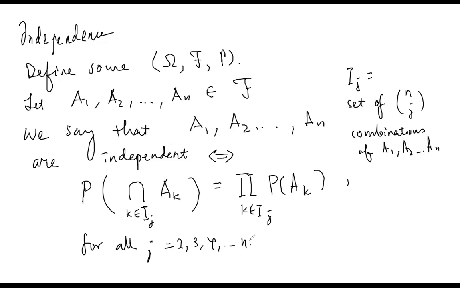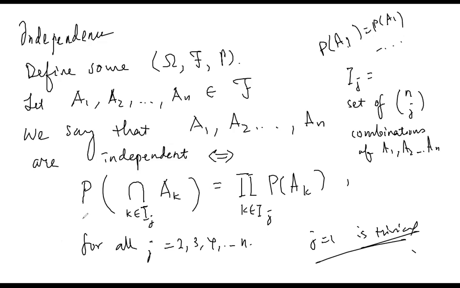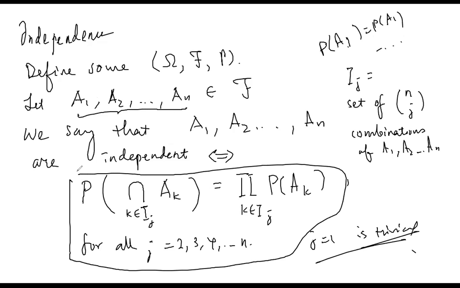J equals 1 is trivial because there's only one member, right? So J equals to 1 is trivial since you will just have PA1 equals PA1 and so on, okay? So basically if you want to say that these sets are independent, then you have to check all these conditions. So you have quite a lot of things to check if your N is large.